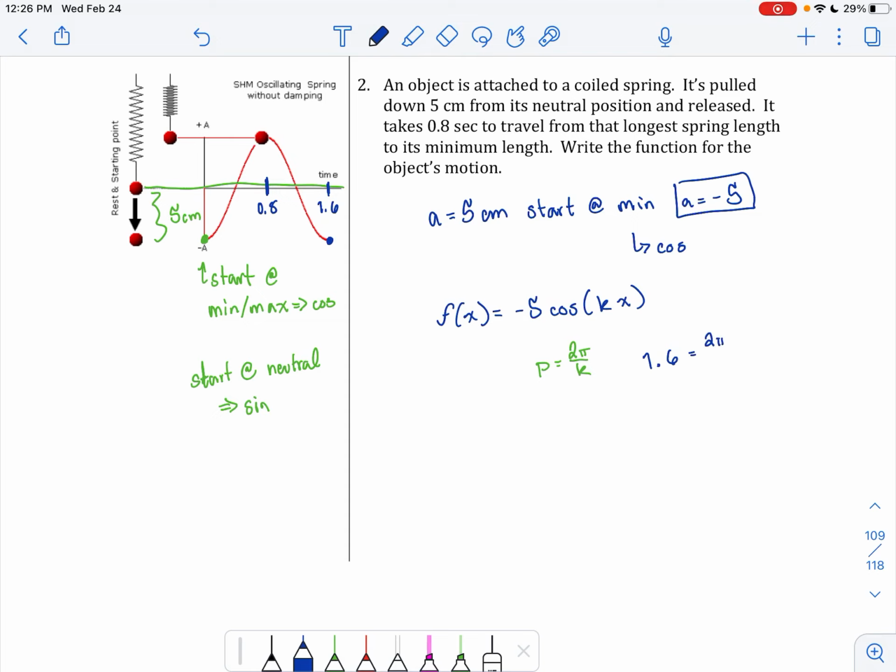We know, therefore, that 2 pi over k is going to give us our equation. So I'm going to multiply by k and divide by 1.6. So k is equal to 2 pi over 1.6, which I'm going to simplify as 20 pi over 16, and simplify that fraction as 5 pi over 4. Therefore f of x is equal to -5 cosine of 5 pi over 4 x.